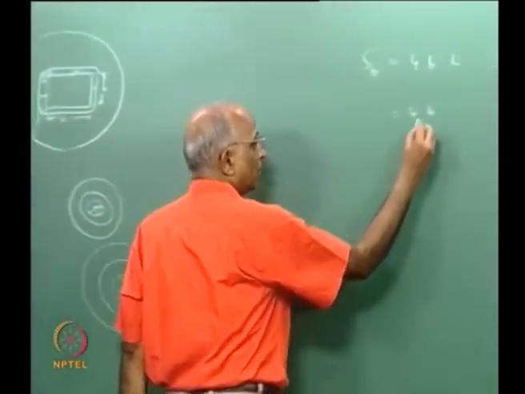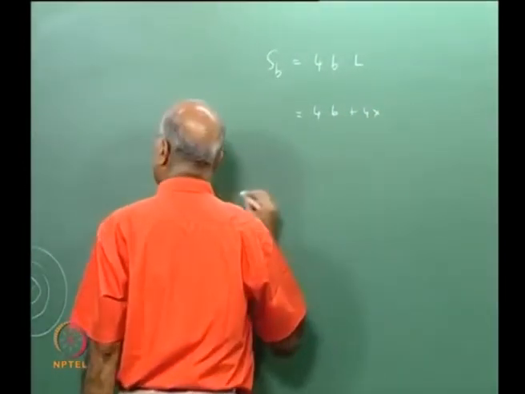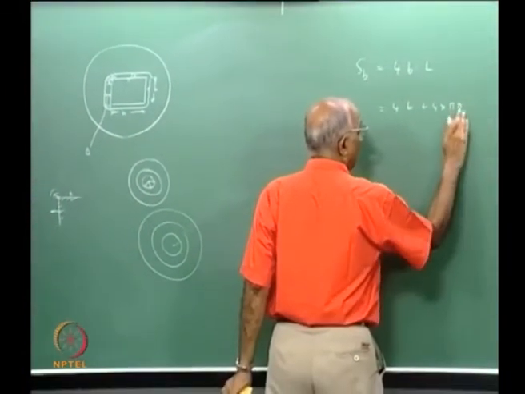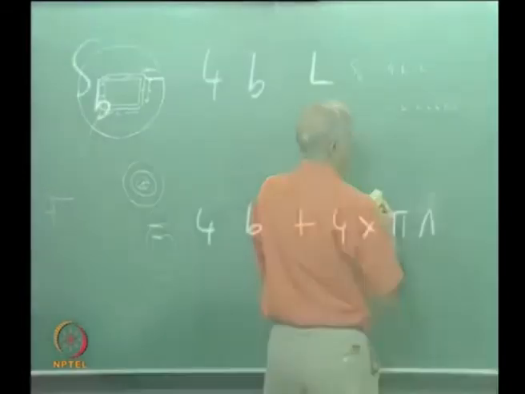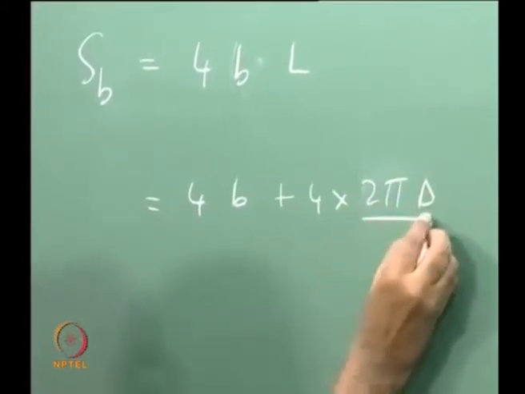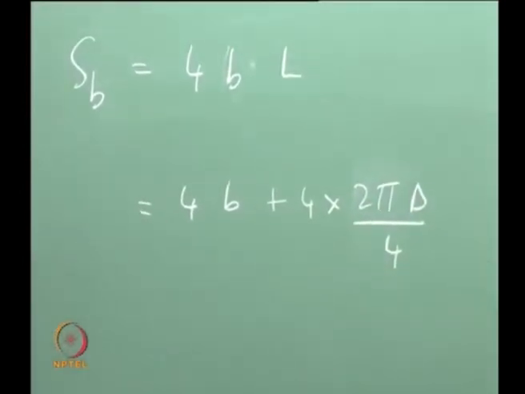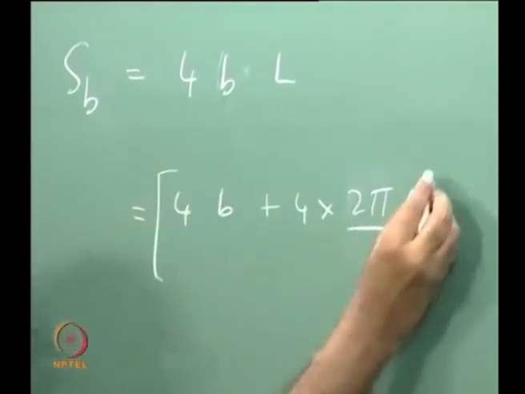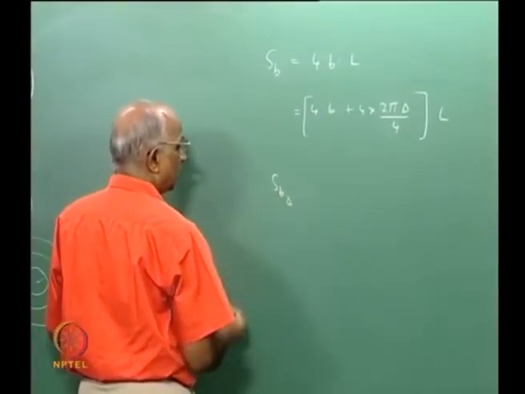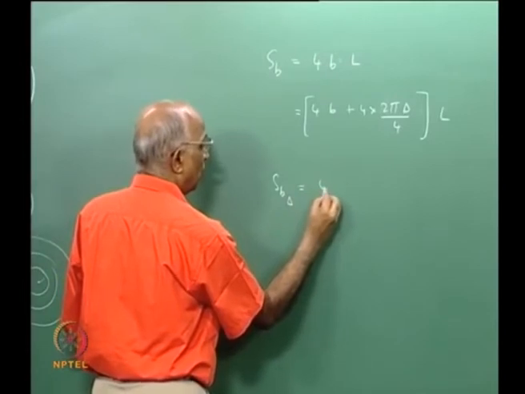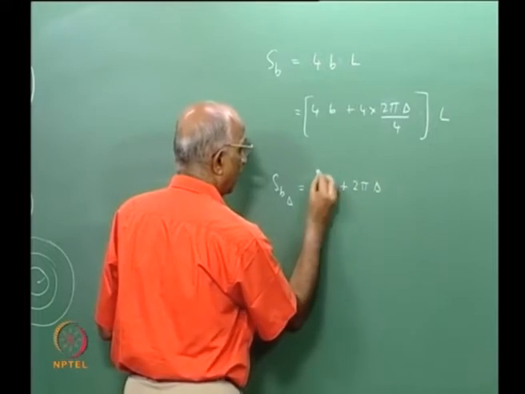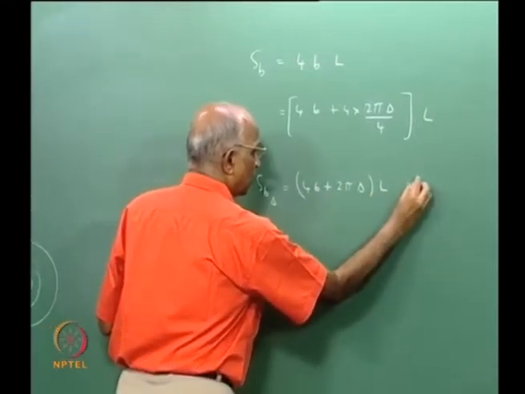I get 4 quadrants, each quadrant has a radius delta, so 2 pi r, 2 pi delta, divided by 4 is the perimeter of my quadrant, into the length. I get the burning surface area when the grain has regressed by delta is equal to 4b plus 2 pi into delta into the length L, so many meters square.